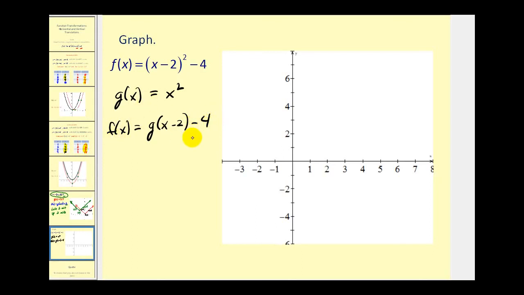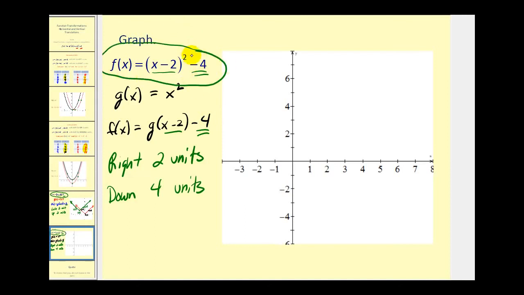Now after a while you may not have to write it like this, but it may help at the beginning to recognize that here we're decreasing the input of x by 2, which means it will shift it right 2 units. Recognizing this x minus 2 here is the same as the x minus 2 here. And then subtracting 4 from this function value would shift it down 4 units. So this minus 4 is the same as this minus 4 here in the given function.